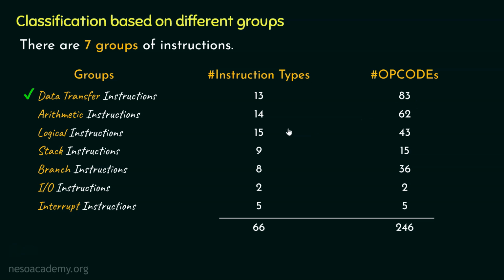Now from this session onwards, we are beginning our journey of learning the arithmetic group of instructions. And before we study them, let me tell you, there are 14 different instruction types that we will cover, and through that, cumulatively we will also learn about 62 different opcodes. So let's get into the topics of the day.